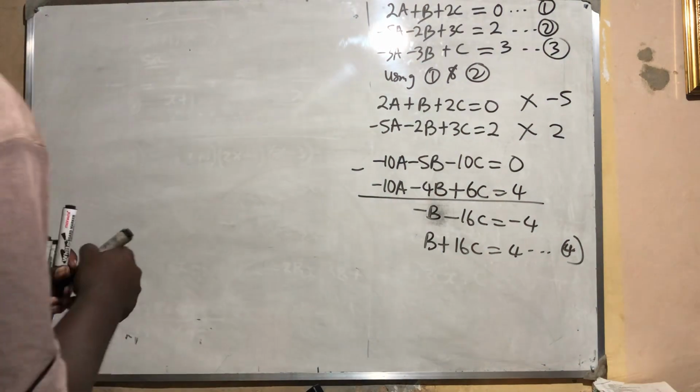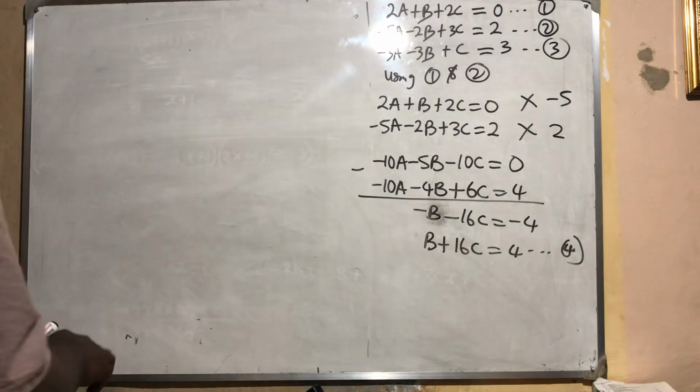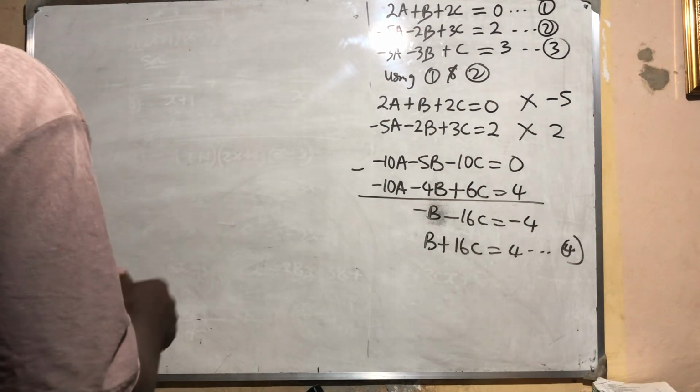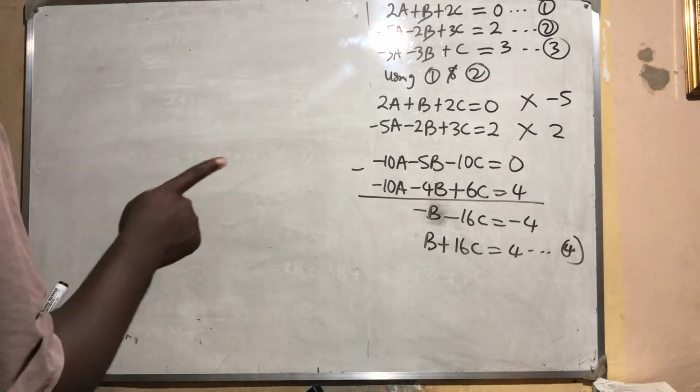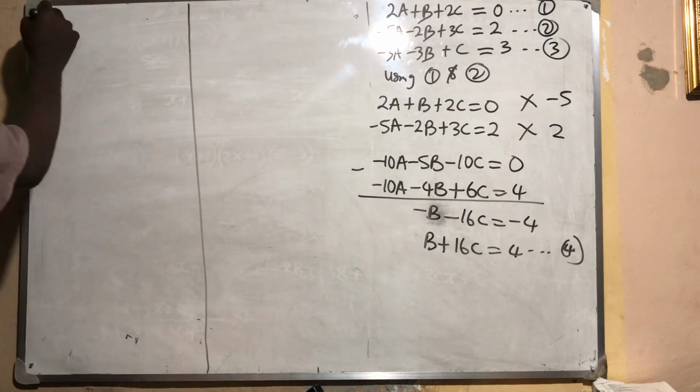That is if you like. If you don't like, call this one equation 4. You will still get the same answer. So the next thing we are going to do is use 1 and 3. Don't forget we have used 1 and 2, so let us now use 1 and 3.